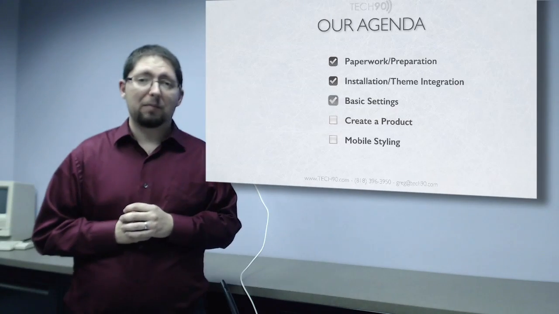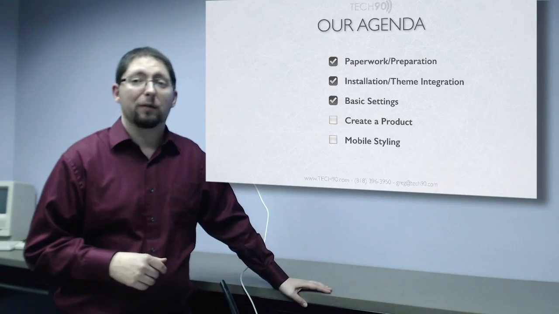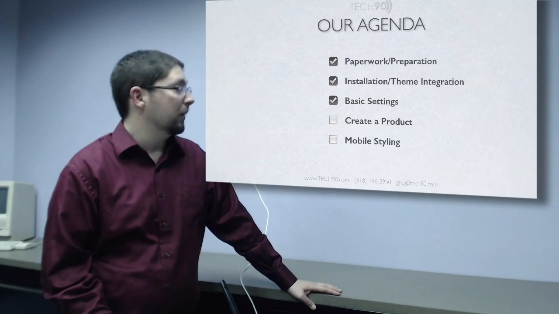So that takes care of step number 3. Our basic settings are done. This will give you a shopping cart that will look and function the way you want it to here in the state of California.